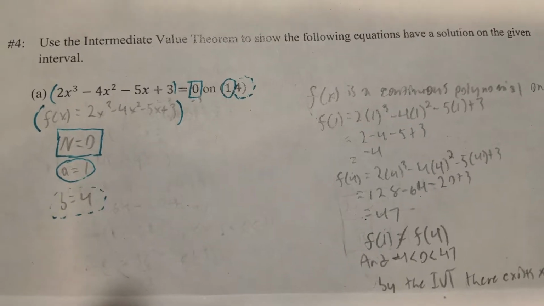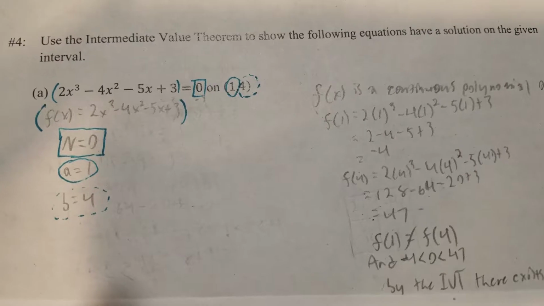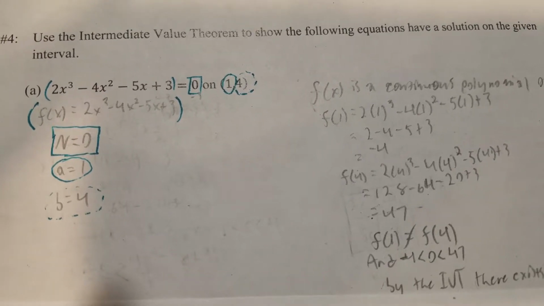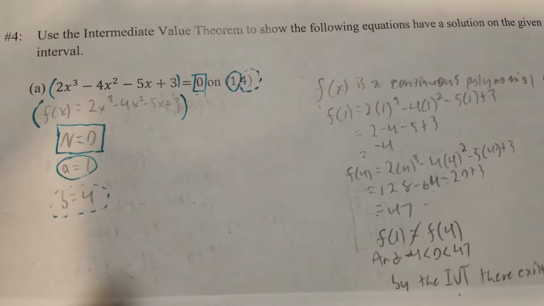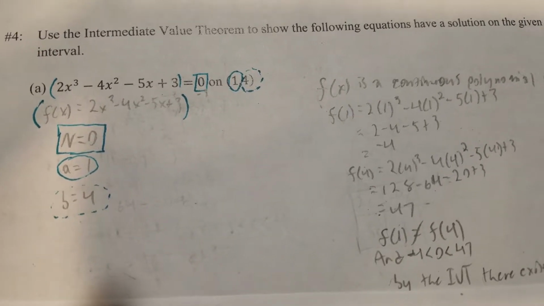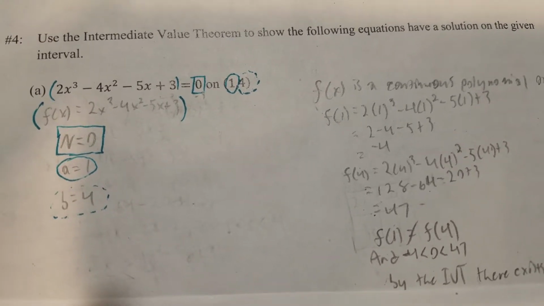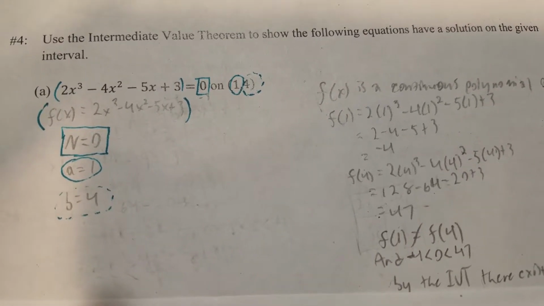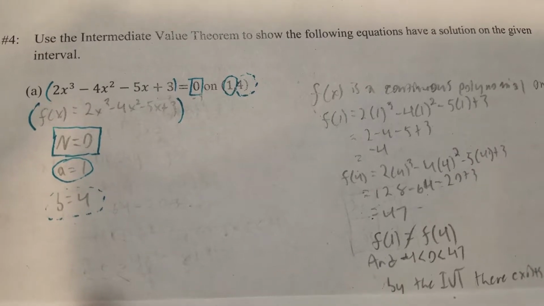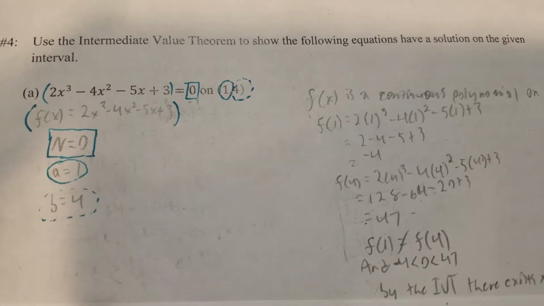Taking a look at question number 4, part A, we can determine that f of x is 2x cubed minus 4x squared minus 5x plus 3, and that n equals 0. F of a is equal to 1, and f of b is equal to 4. We use these parts for the intermediate value theorem, which will determine the continuity of this equation.